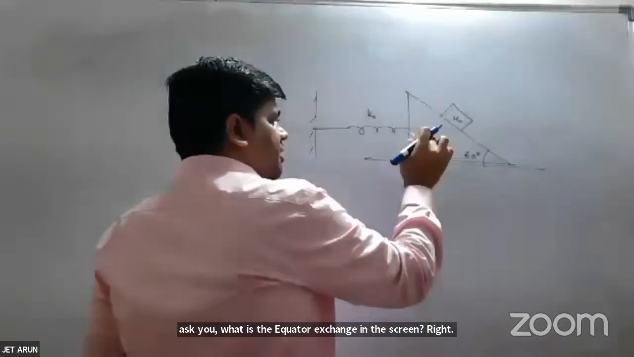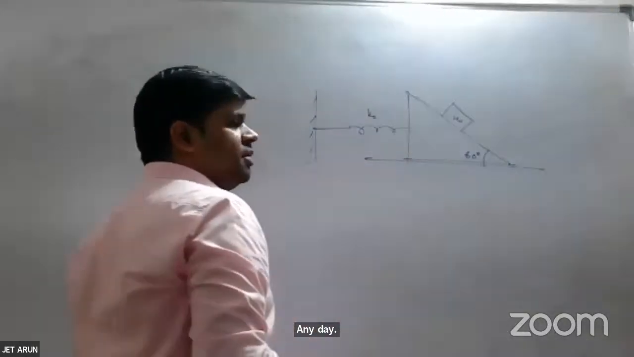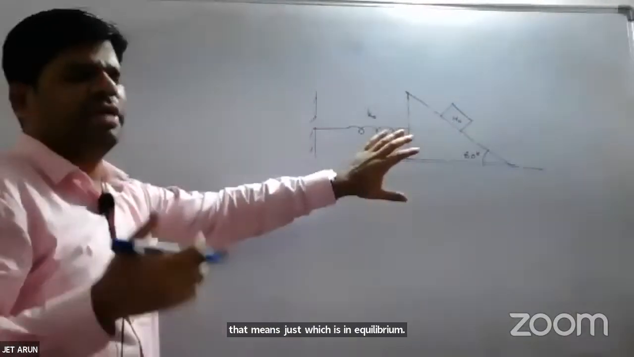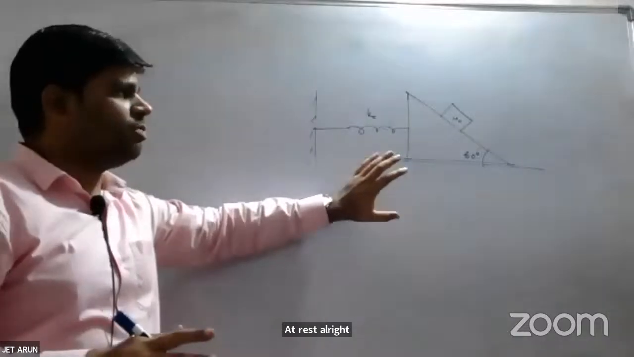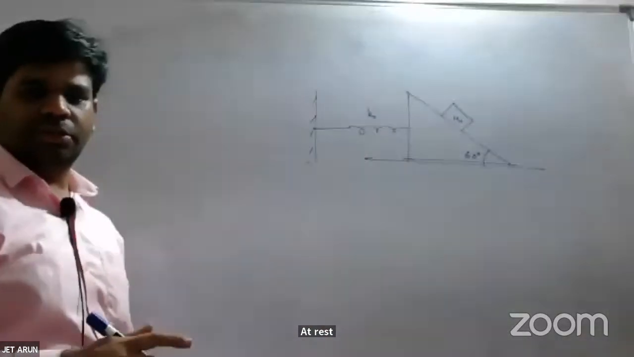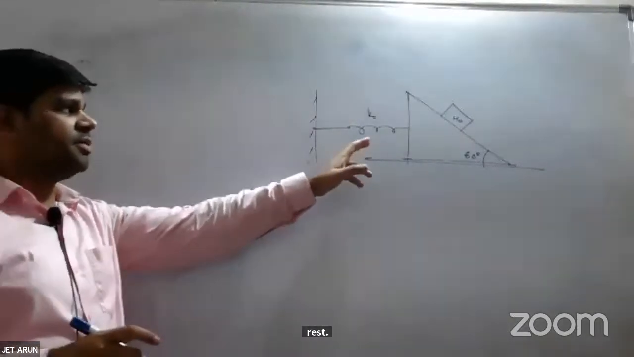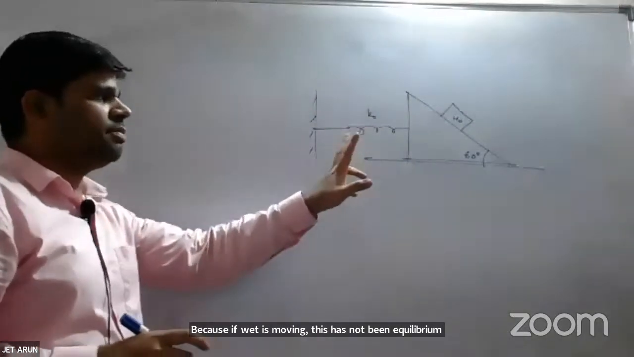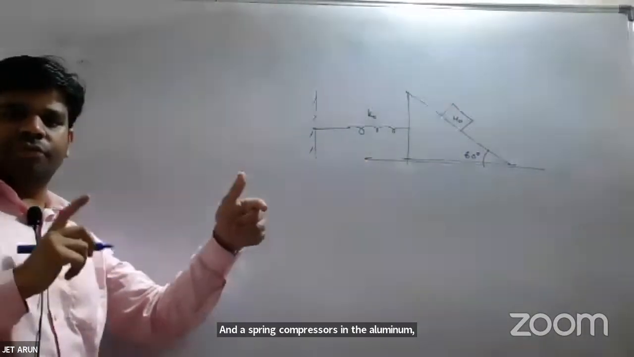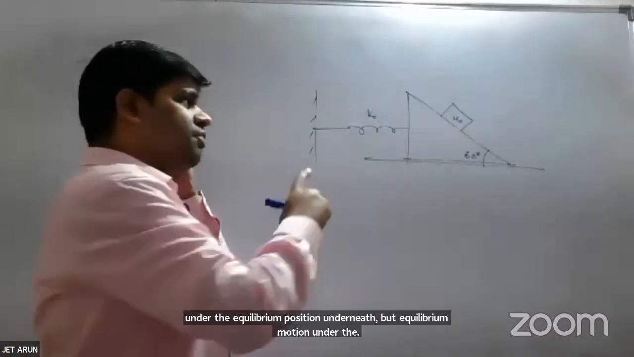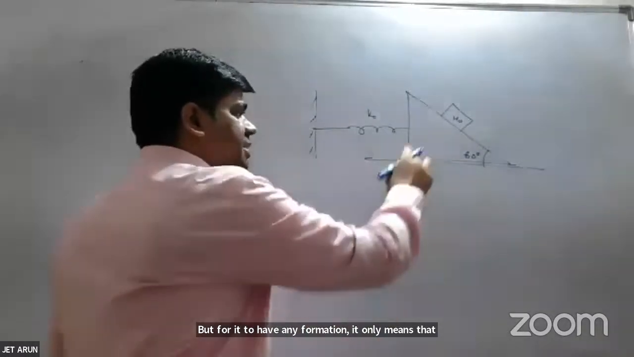Equilibrium extension of the spring means this is in equilibrium. That means this wedge is in equilibrium. Wedge is in equilibrium means that it's not moving, at rest. All right. Equilibrium could mean two things: at rest or uniform motion. But I'm talking about it when the wedge is at rest. Because if wedge is moving, this will not be in equilibrium anymore. But for it to have uniform motion, it only means that it's at rest. So wedge is at rest.